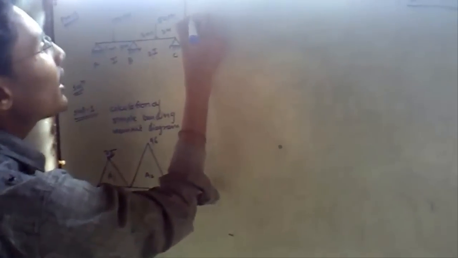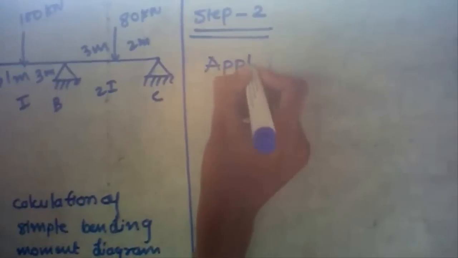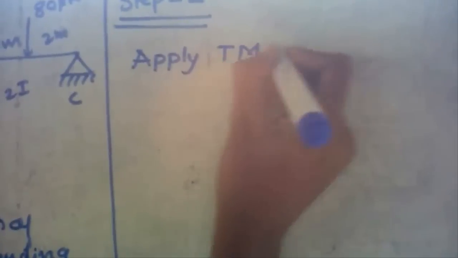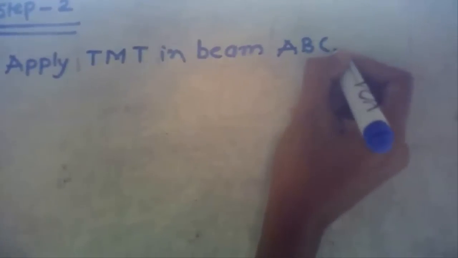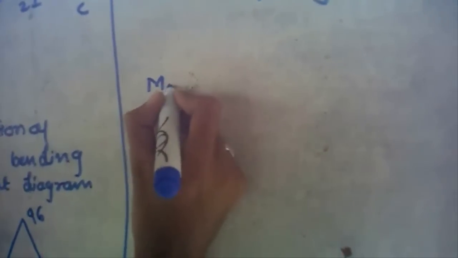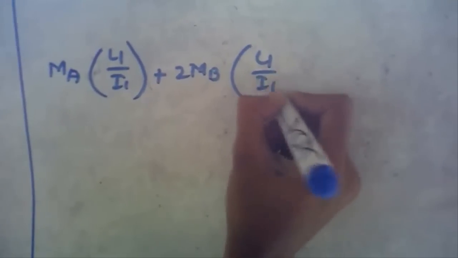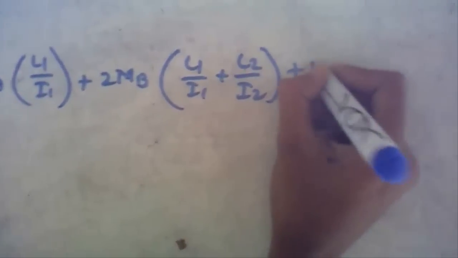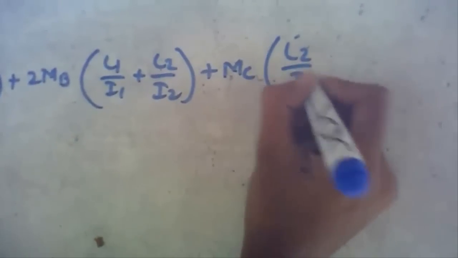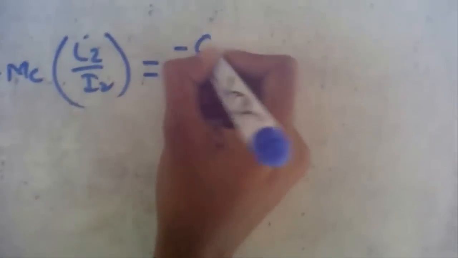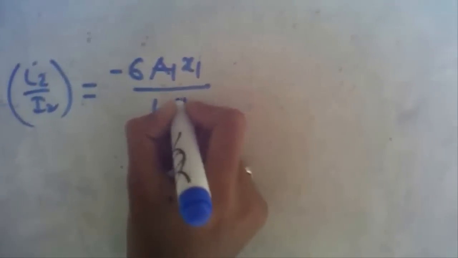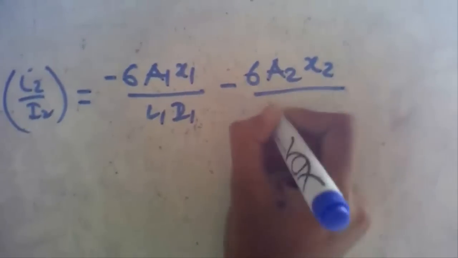Now step number 2. We apply TMT, the short form of three moment theorem, in beam ABC. As I told you, MA L1/I1 + 2 MB (L1/I1 + L2/I2) + MC L2/I2 = -6 A1 X1/(L1 I1) - 6 A2 X2/(L2 I2).